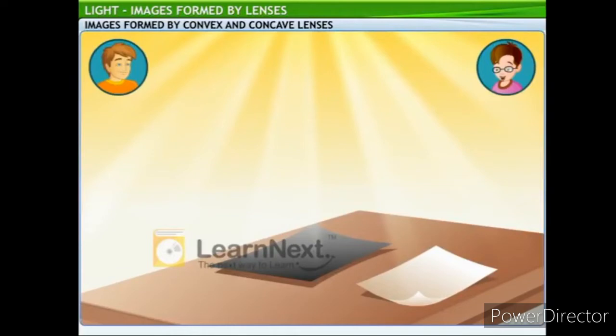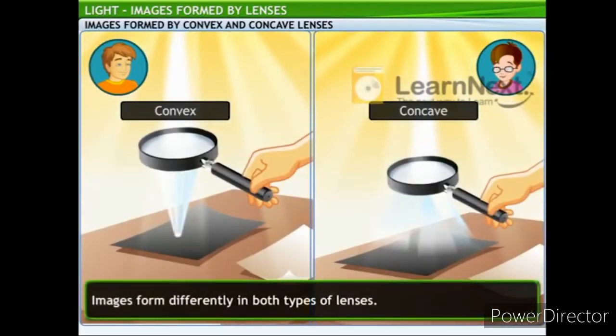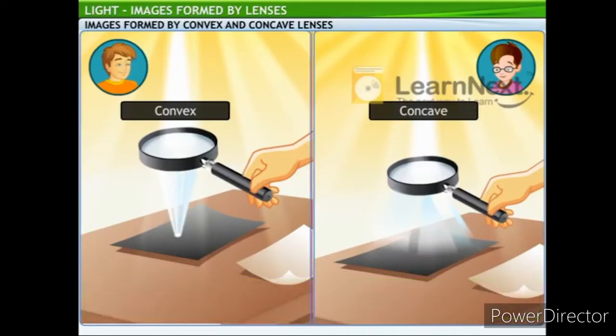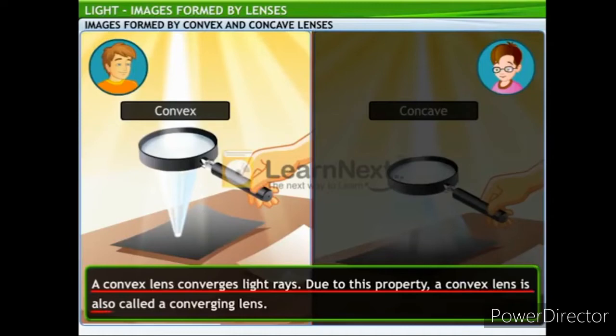What if I used a concave lens? Would I be able to focus sun rays with a concave lens? Well, no. Images form differently in the two types of lenses. Convex lenses converge light rays. It is because of this converging property that a convex lens is also called a converging lens.